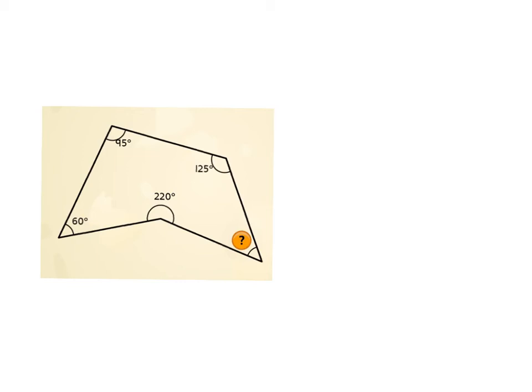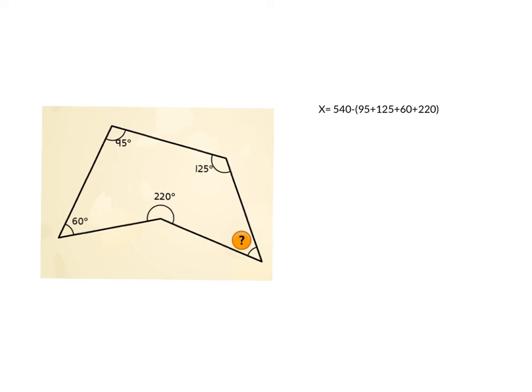We just learned today that a pentagon is 540 degrees. All the angles must add up to 540 degrees. I'm going to label my question mark X because I don't like to just type a question mark. I know a pentagon is 540 degrees, and I'm going to minus what I have. So let's see what I have. I have 95 degrees that they gave me. I have 125 degrees. I have 60 degrees. I have 220 degrees.